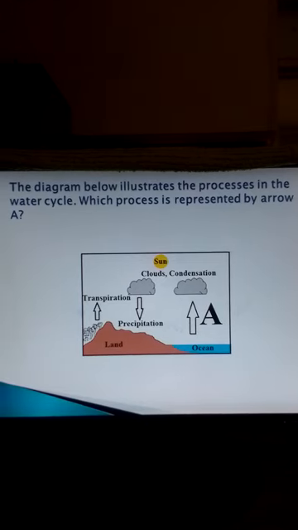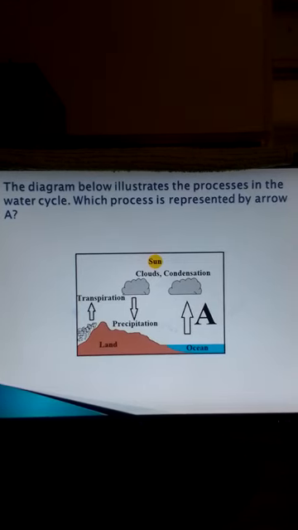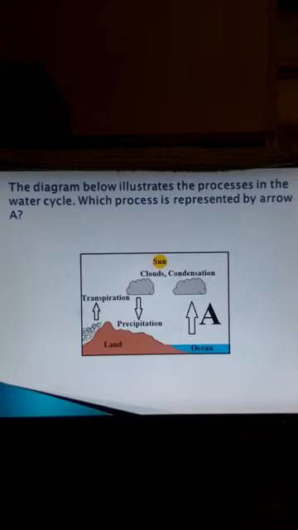Okay, next. The diagram below illustrates the processes in the water cycle. Which process is represented by the arrow A? So in that diagram, we have the ocean, we have land, we have clouds and the sun, and we have those processes. Now that process by which water moves from the ocean or from the water surfaces to the atmosphere from clouds is called what? So A is evaporation.